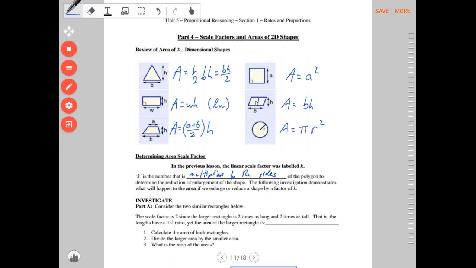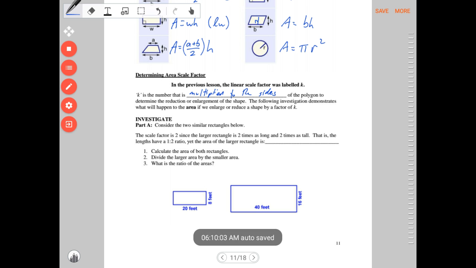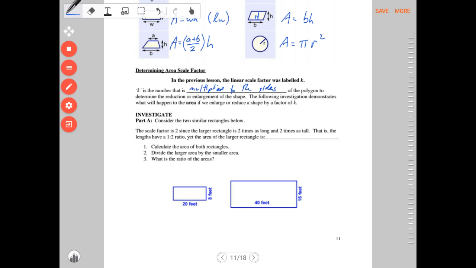The following investigation demonstrates what will happen to the area if we enlarge or reduce a shape by a factor of k. All right, so quick little investigation here. Part A, consider two similar rectangles below. The scale factor is 2. I'm just going to tell you that right off the bat. So if the scale factor is 2, that means we multiply each of these side lengths by 2. Oh, look, 20 times 2 is 40. Yay. 8 times 2 is 16. So you can see that the scale factor is 2. So k equals 2. Perfect.